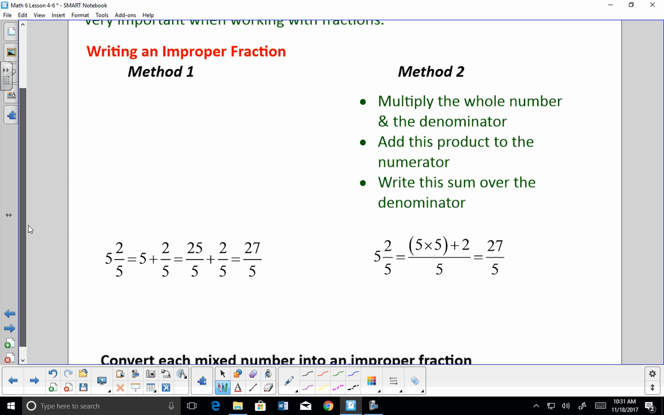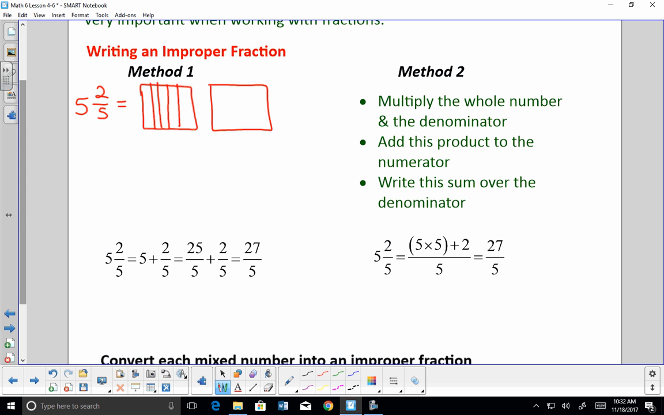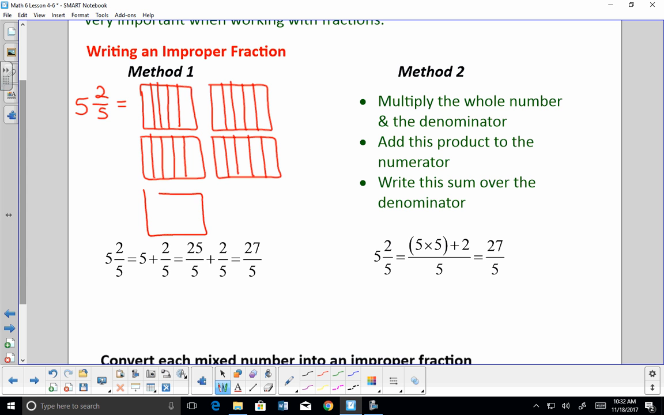If I have 5 2/5, that means I have 5 wholes and 2/5. So if I was to draw a picture of that, I would take a box and break it into 5 pieces, 1 2 3 4 5. I would have 5 of those.